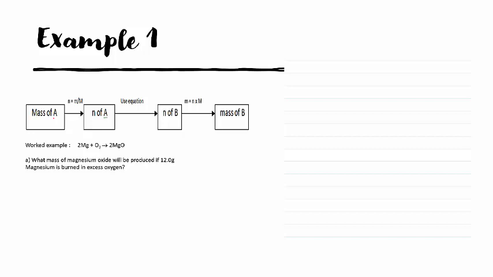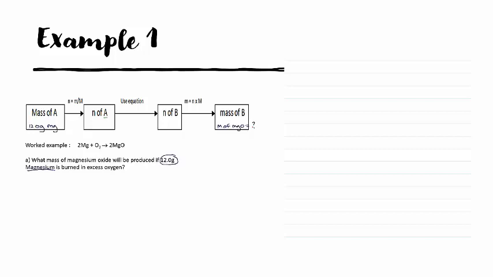In this problem, we've been asked to determine the mass of magnesium oxide that will be produced from 12 grams of magnesium burnt in excess oxygen. You'll notice that I've got a flow chart on the screen. That flow chart we're going to use to solve all of the problems that we do today. However, that flow chart will not be available to you in an exam. So once you've got the hang of using this flow chart, the idea is that you should be able to remember these steps without actually referring to the flow chart.